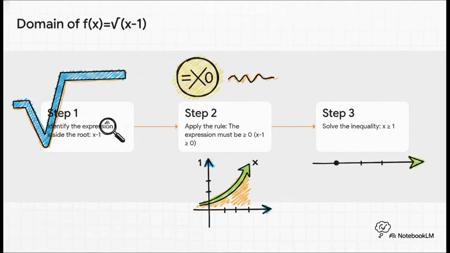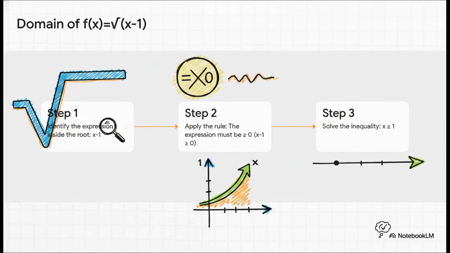So let's say we have a function with a square root, like f of x equals the square root of x minus 1. How do we find its domain? It's actually a pretty simple 3-step deal. Step 1, just look at what's inside the square root sign. In this case, it's x minus 1. Step 2, apply our new rule. Whatever is inside that root has to be non-negative, right? So it has to be greater than or equal to 0. That gives us a little inequality. x minus 1 is greater than or equal to 0. And finally, step 3, just solve it, which tells us that x has to be greater than or equal to 1.